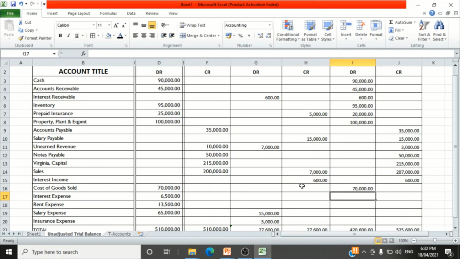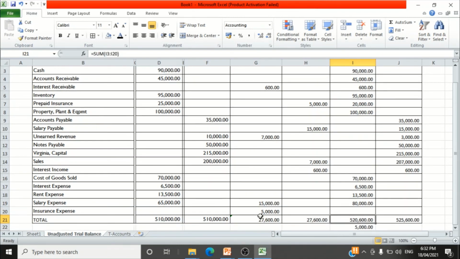Interest expense, 6,500. That is debited, 6,500. Rent expense, 13,500. Salary expense, so this is an increase in expense. So this is another adjustment. So that should be 80,000 this time. And for the insurance expense, we have a debited amount of 5,000. So let's check if it's balanced.